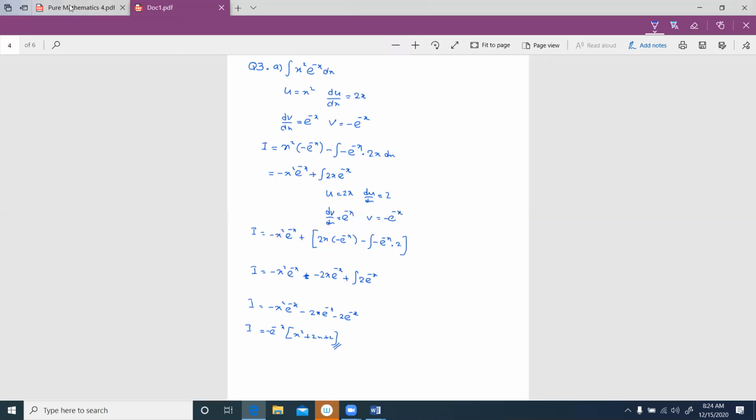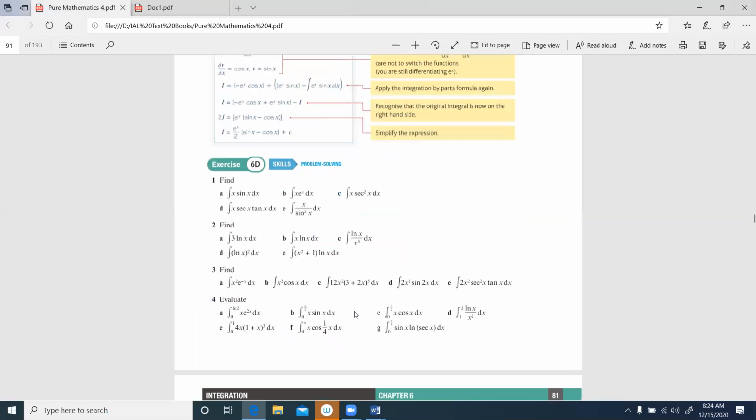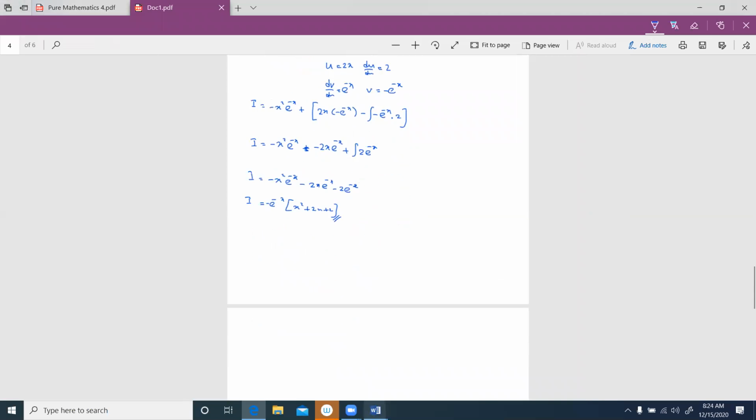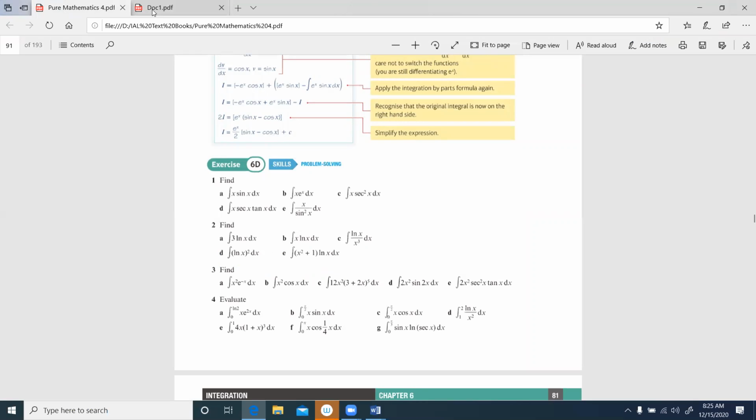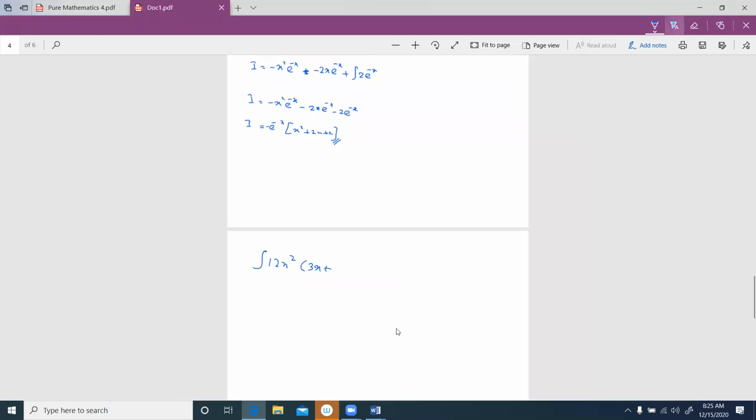Right, let's move to the next question. Then if you try to do the question, part C, 12x squared, 3 plus 2x to the power 5. This is the question.